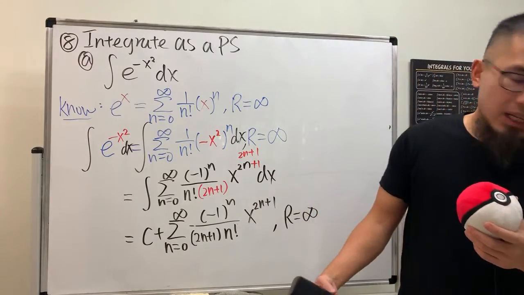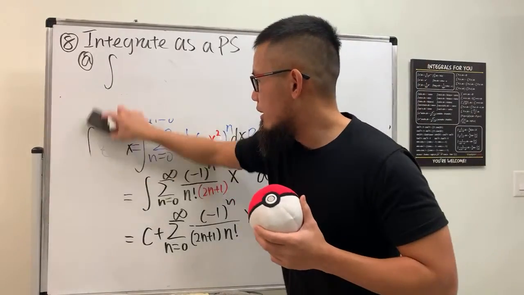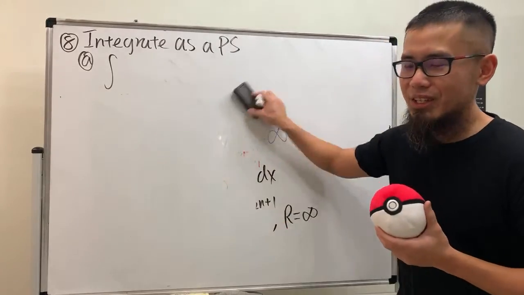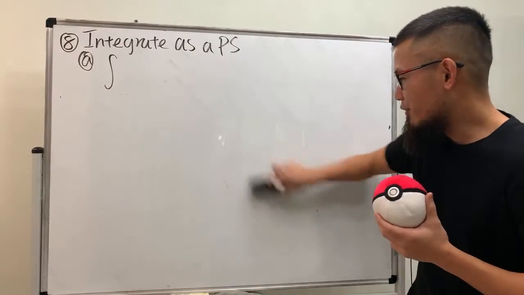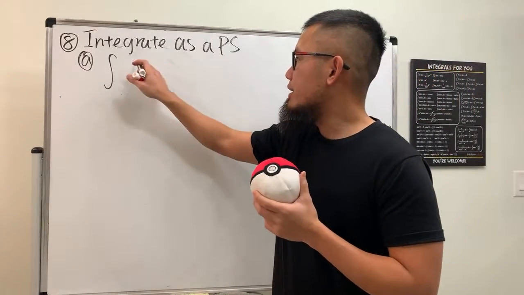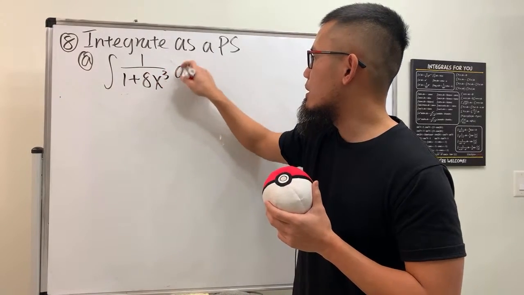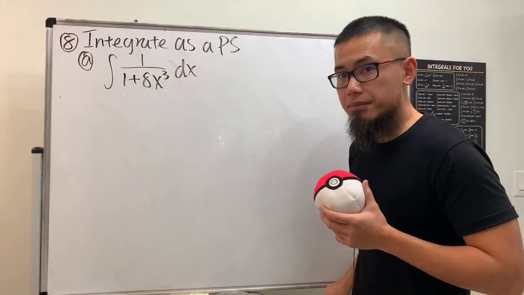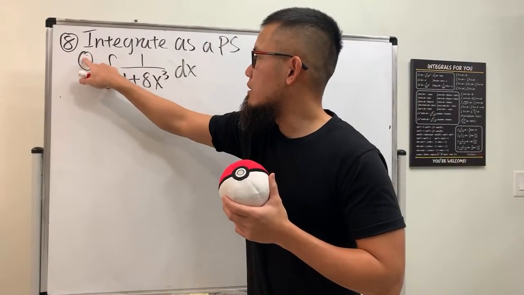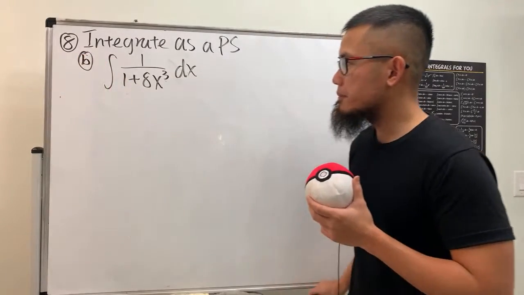For the second one, we are going to do pretty much the same thing, just a different function. This is a sequence series test, and of course you will have to use your best friend. This is the one that requires the best friend. Integrate 1 over 1 plus 8x to the third power dx. We're going to just do this with power series.